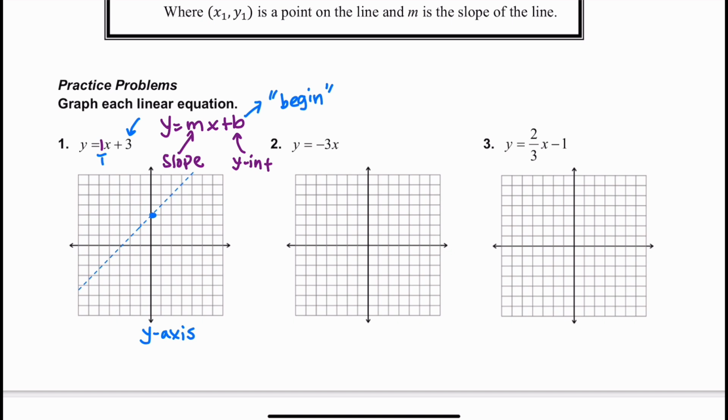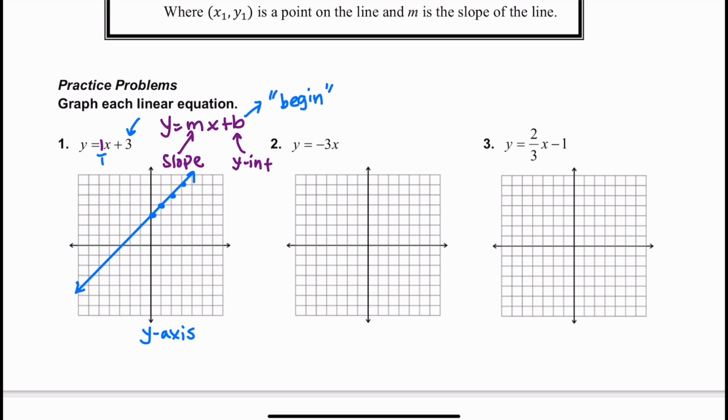We can just connect those with a straight line. So we went up 1 over 1, up 1 over 1, up 1 over 1. And then we're just going to connect all of the dots there to make a straight line. So this would be the line y equals x plus 3.